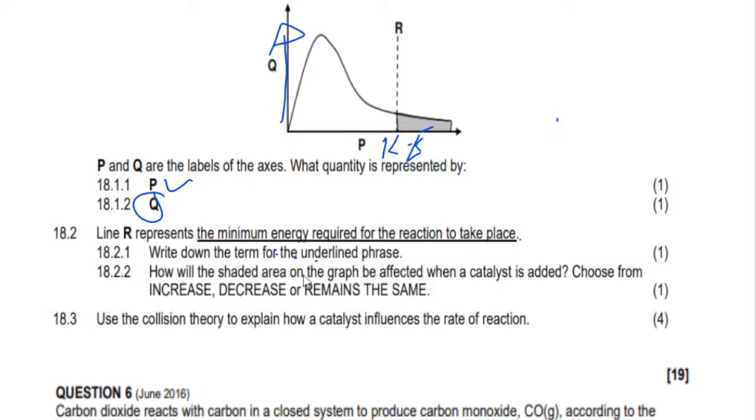How will the shaded area of the graph be affected when the catalyst is added? Choose, increase, decrease, or remain the same. How is this shaded area? When you apply a catalyst, you are lowering the minimum energy required for the reaction. You are giving it an alternative pathway, which is a bit quicker.